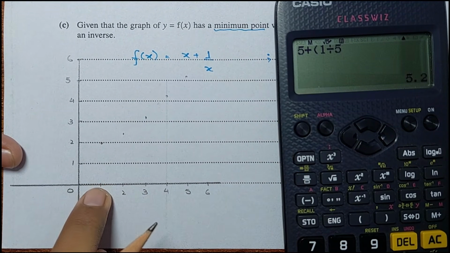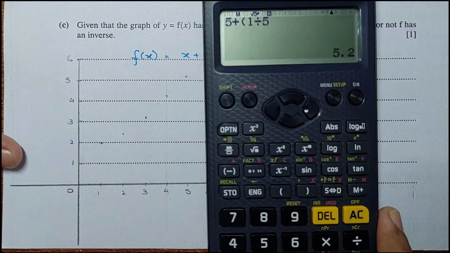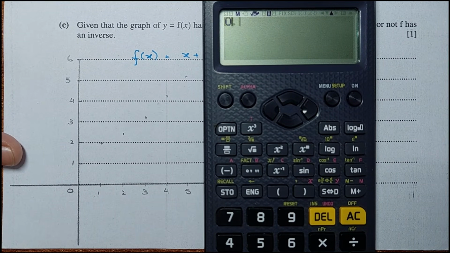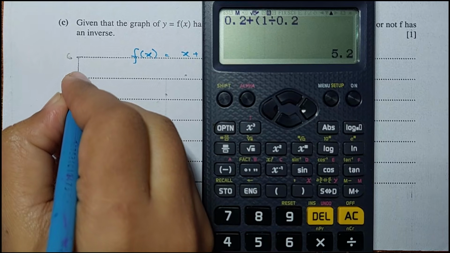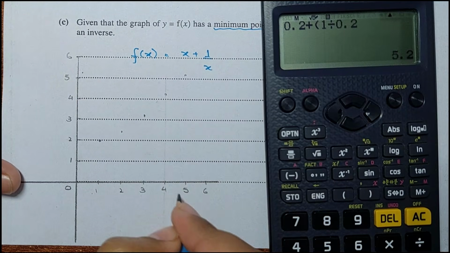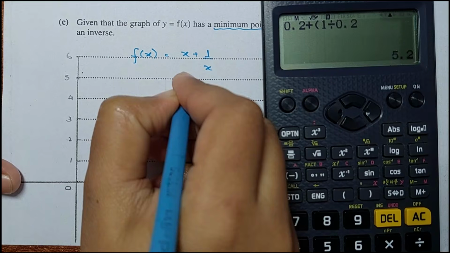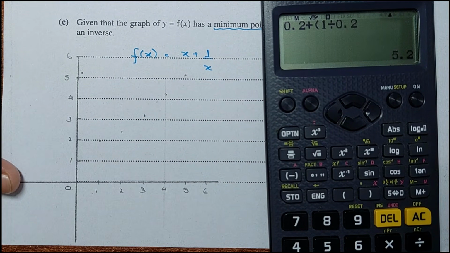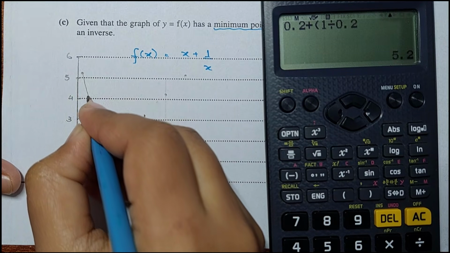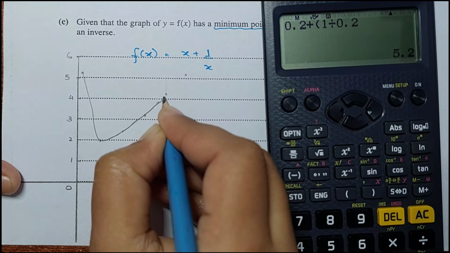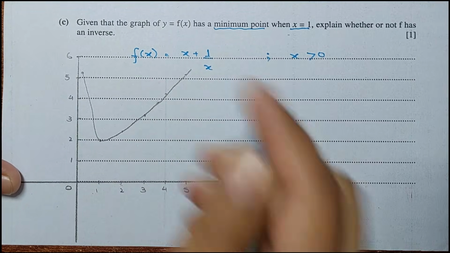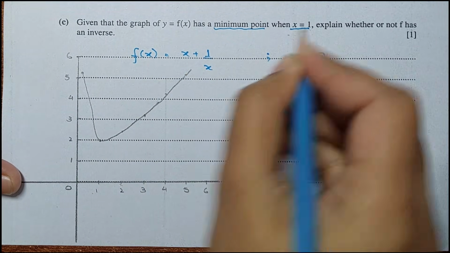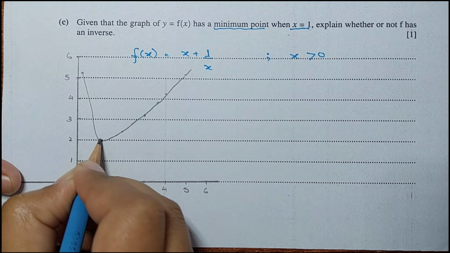So if I take the numbers between 0 and 1, okay, 0.2 plus 1 over 0.2 is 5.2. 5.2 is over here. You guys can see when you put x equals 5, its answer is 5.2. When you put 0.2, its answer is also 5.2. Okay, so this is the shape of the curve. It has a minimum point at x equals 1. So this is x equals 1 and this is the minimum point.